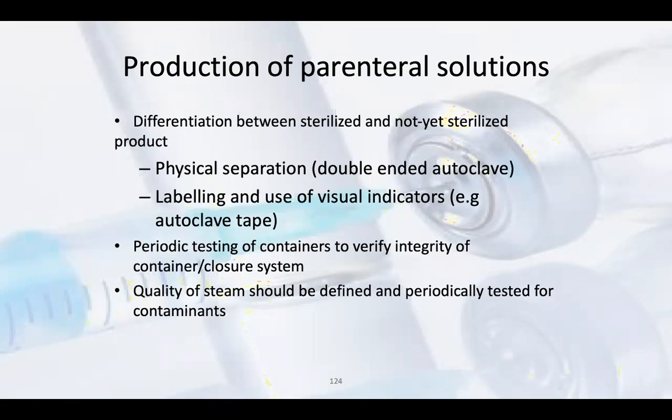Periodic testing of containers to verify the integrity of containers and closure systems. Quality of steam should be defined and periodically tested for contamination. These SOPs have to be written, whatever type of preparation or formulation is being done.